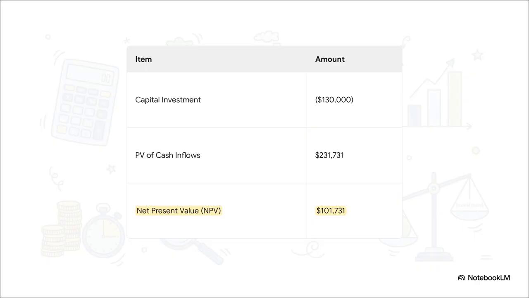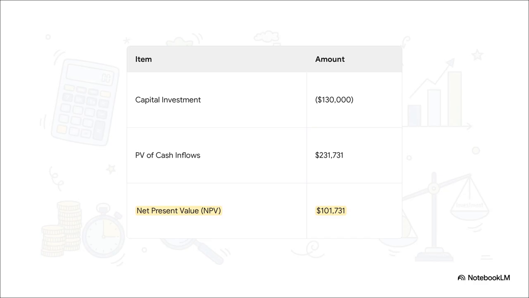Let's work through an example. Suppose a project requires a $130,000 investment today. It's projected to generate a net cash flow of $41,000 every year for 10 years. Now, you can't just multiply 41,000 by 10. We have to discount those future cash flows using the company's cost of capital. Let's say it's 12%. Think of that 12% as the minimum required rate of return.